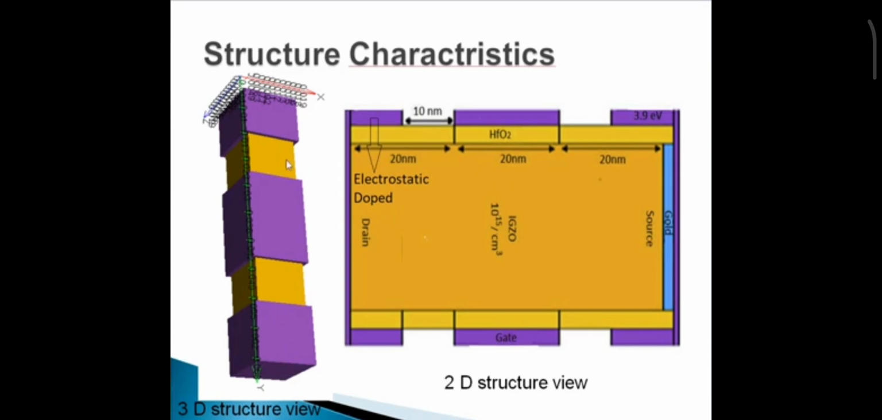This is the 3D view of the structure file and this is the 2D view of the structure file. Electrostatic doping is applied at the drain side and the charge plasma technique is applied at the source side to induce charge carriers. Spatial length is 10 nanometer. We are using the HfO2 material.